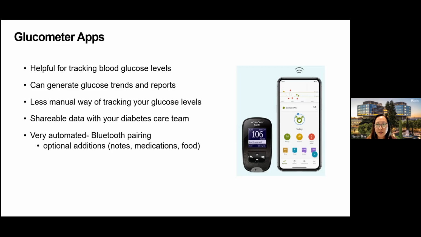Most of these connect from your glucometer to your phone through Bluetooth pairing. So all the numbers should automatically sync without much work. But if you would like to, there's always options to add things manually, like any specific notes or maybe medications you've taken or food, for example. So it can be a very powerful tool for tracking sugars.